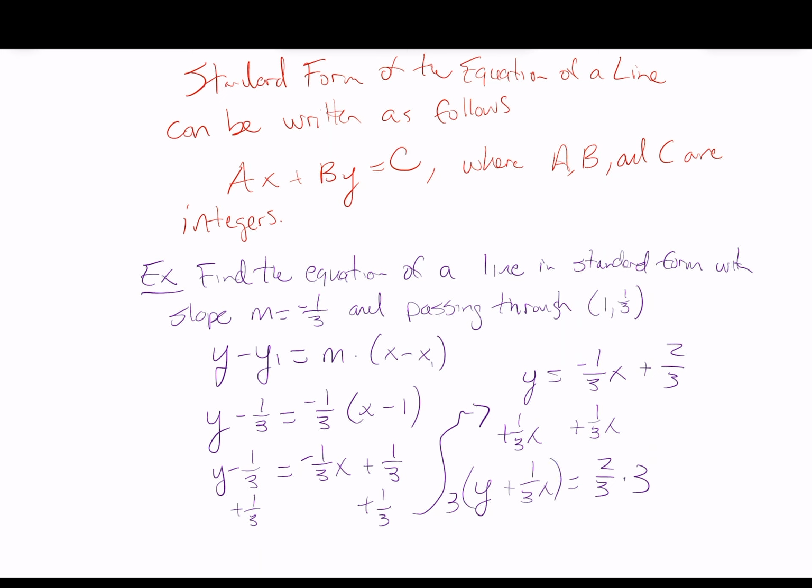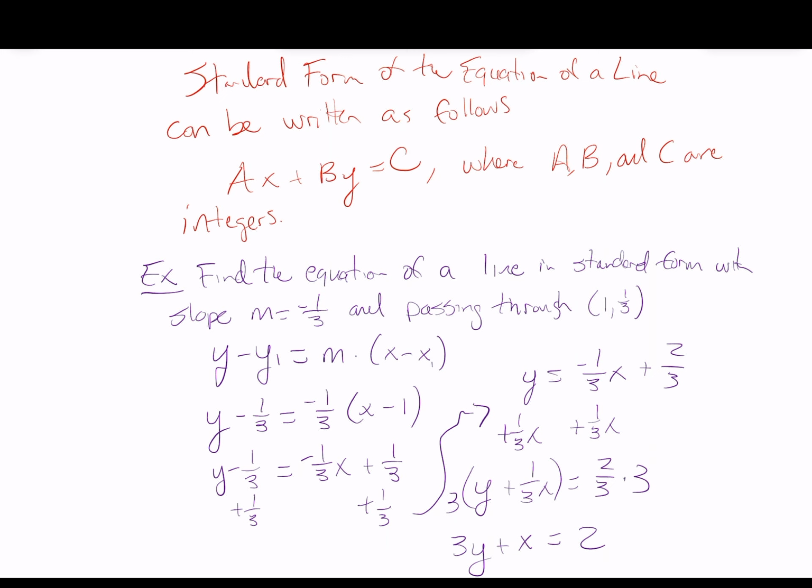So what that gives us when we distribute on the left side is 3y plus 3 over 3 is 1, so just x, is equal to 2 times 3 over 3. The 3's cancel and we're left with 2. So our final answer in standard form is 3y plus x is equal to 2.